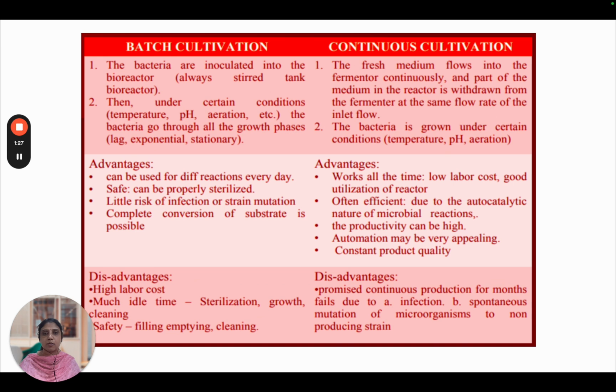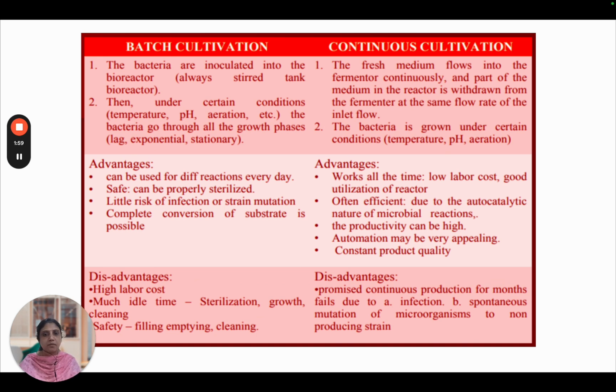The bacteria is grown under certain conditions such as temperature, pH and aeration, and it does not have different growth phases as in the case of batch cultivation. The advantages of batch cultivation include that it can be used for different reactions every day. Sterilization will be proper and there is little risk of infection. But the major disadvantages are high labor cost, much idle time, safety concerns, and a very complicated cleaning process.